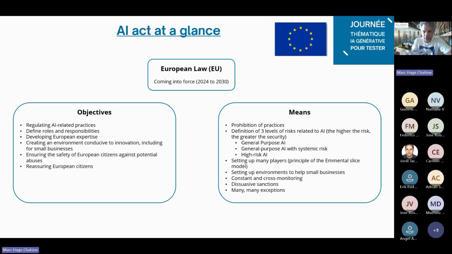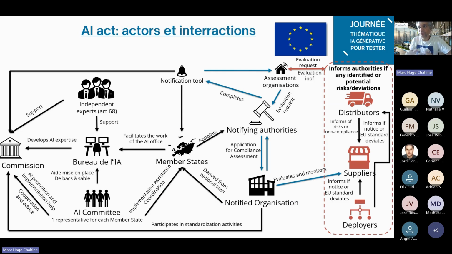It's a big document with many exceptions and with a lot of annexes which are really important and which explain things. So how can we make a summary of the AI Act? For the roles and actors, we can do that. It might be frightening, but don't worry, it's not as complicated as it looks.